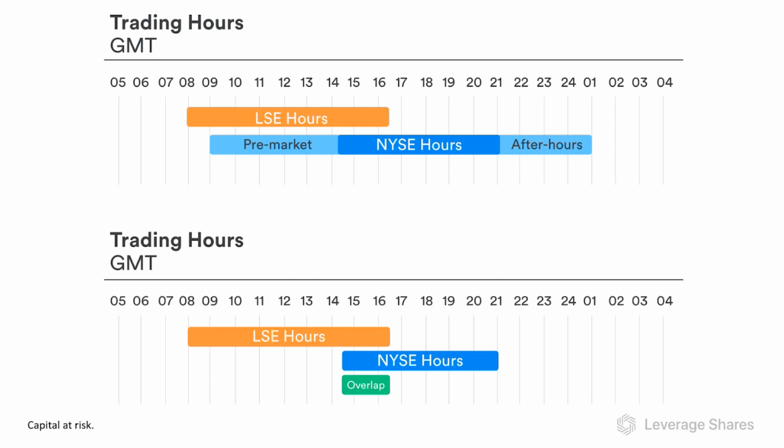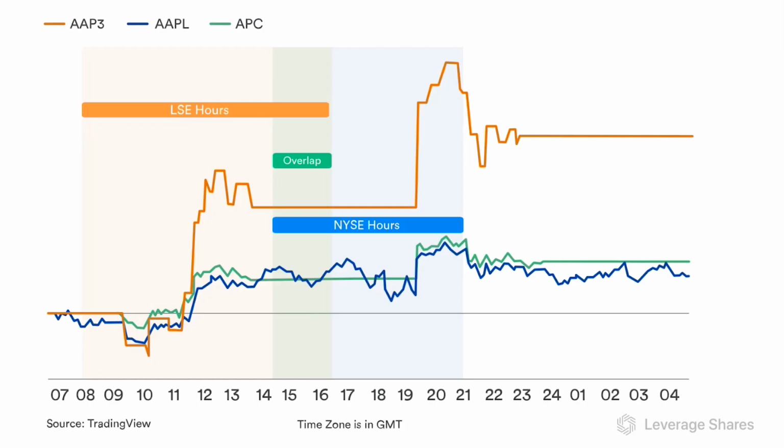I have also one more visualization so you can picture it a bit better. Here we have an example of our Apple ETP, 3x Apple ETP. In orange, you can see the 3x long Apple ETP from Leverage Shares. In blue, you can see the Apple stock, the underlying in this case, and in green, this is the GDR of Apple.